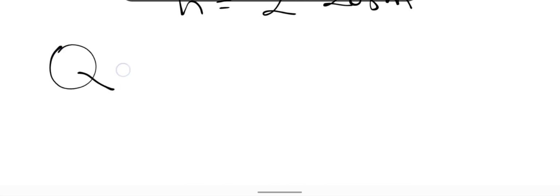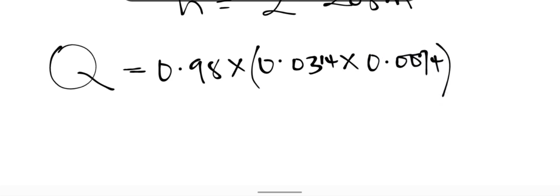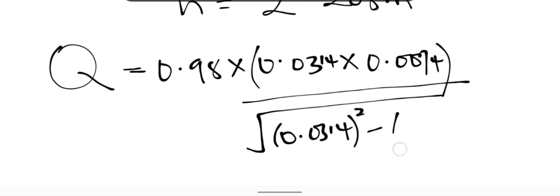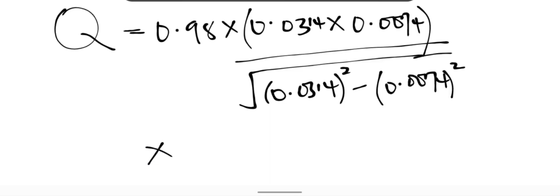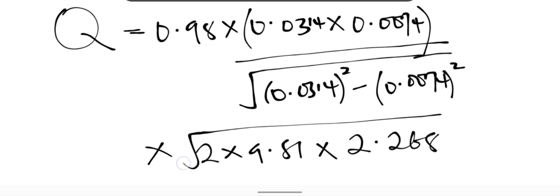whereby the equation is Q is equal to the CD given from the question, 0.98, multiplied by the area 1, which is 0.0314, also times the area 2, which is 0.00074, divided by the square root of the areas, that's 0.0314 squared minus 0.00074 squared, then times the square root of 2GH, which is 2 times 9.81, times the height I just found to be 2.268, also in square root.